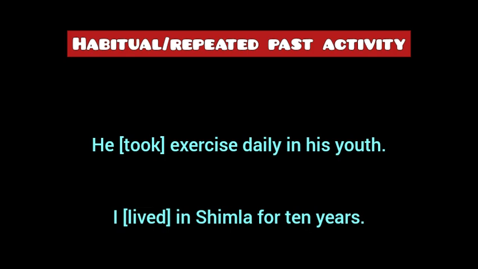Now see how the simple past tense shows a regular past habit. He took exercise in his youth. Here took is the second form of take, so it's simple past tense. It shows someone's past habit of taking exercise daily. I lived in Simla for 10 years. Here lived is the second form of live, so it's simple past tense. It shows that I lived there for a long time. It shows a prolonged past activity. So here took and lived are in simple past tense and they show regular or habitual past activities.